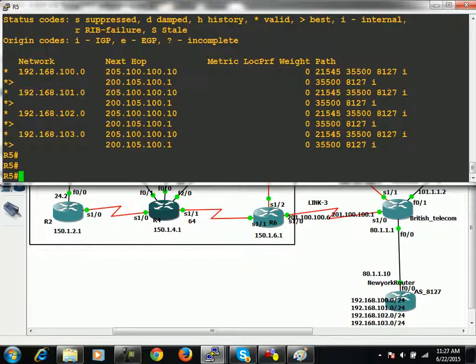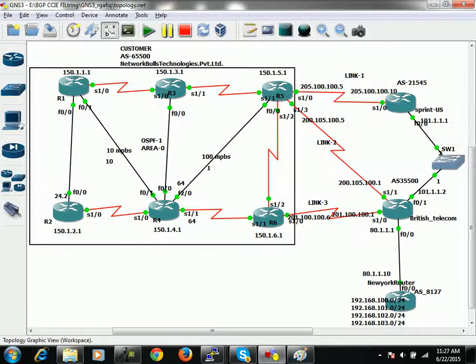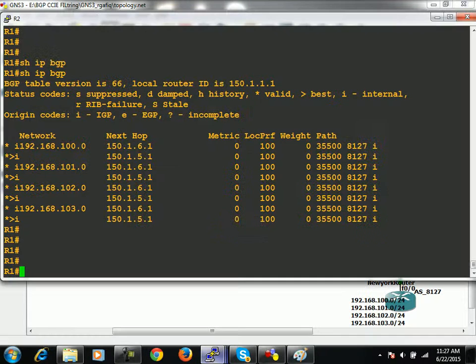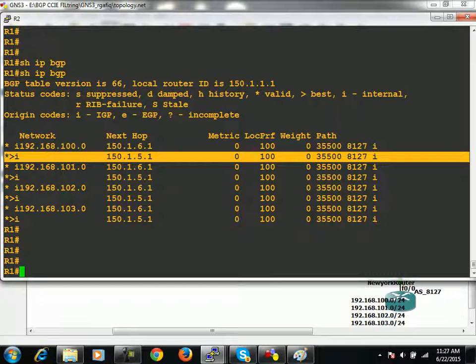See, this is R5. It is receiving these prefixes coming from its EBGP neighbors only, Sprint US as well as BT. It's not receiving this prefix information from R1, because for R1 its best path is via R5 itself. So why will it advertise this information back towards R5? Try to understand. For R1 its best path is via R5. So why will it advertise these prefixes back towards R5?